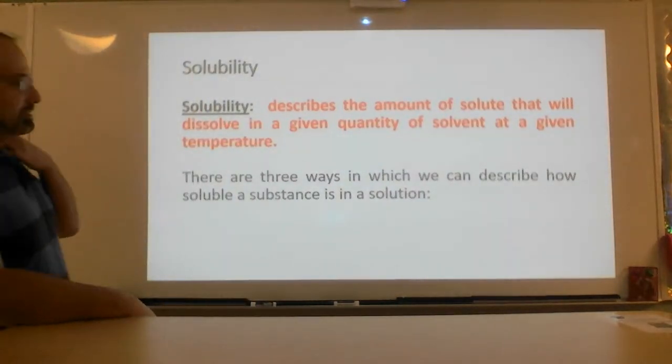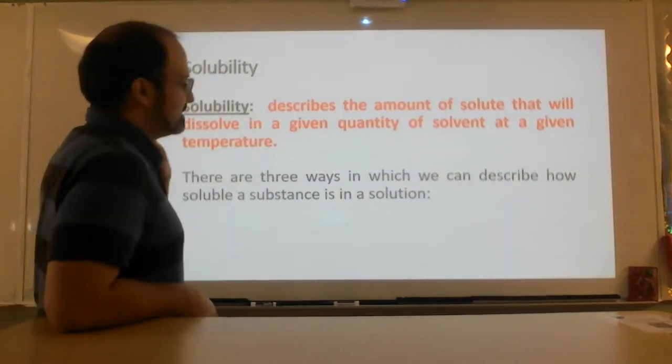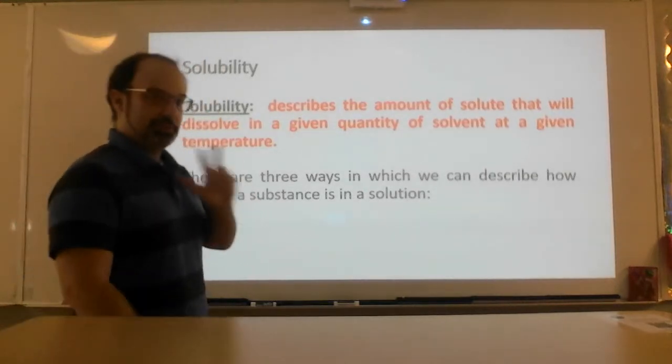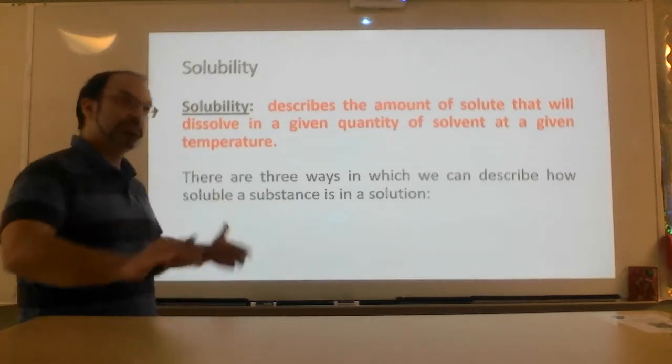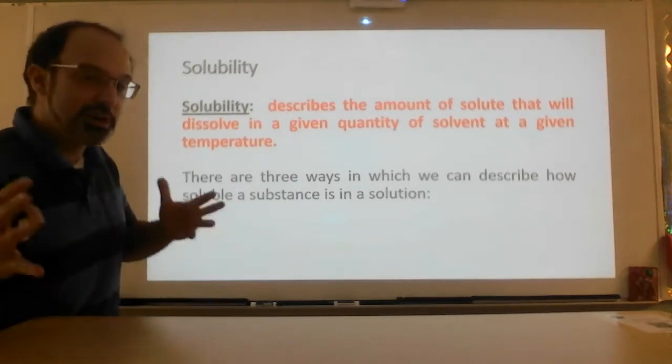There are three ways in which we can describe how soluble a substance is in a solution. Okay, so we got three options, which is rare. Usually we have a binary compound or a binary choice. This time we've got a trinary choice, tri meaning three.